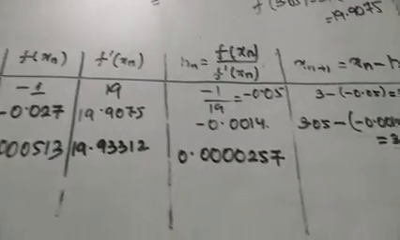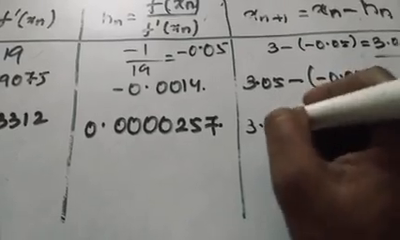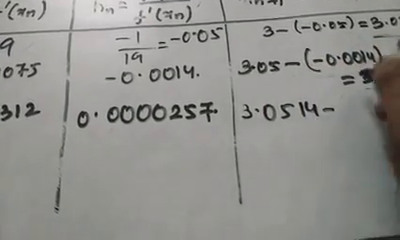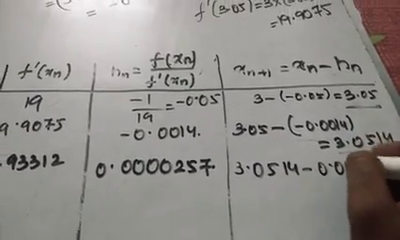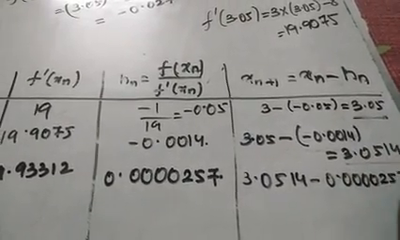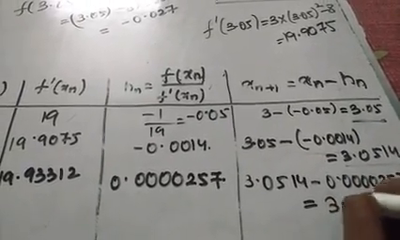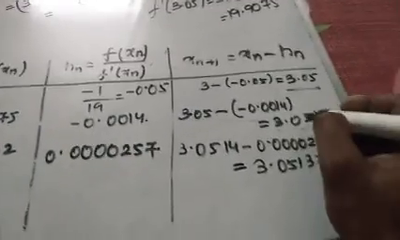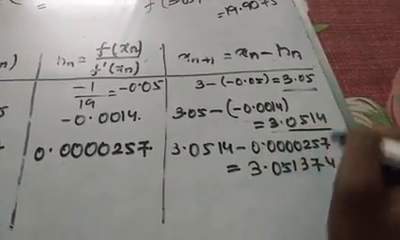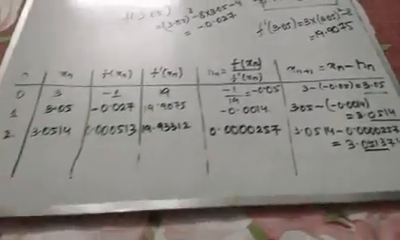Okay, now we have to subtract them, that is 3.0514 minus the division result 0.000257. After subtracting, we will get 3.015374. So see here, what was the 4 decimal, 0514? What is the 4 decimal, 0513? Not similar, so we have to proceed for the next step also.